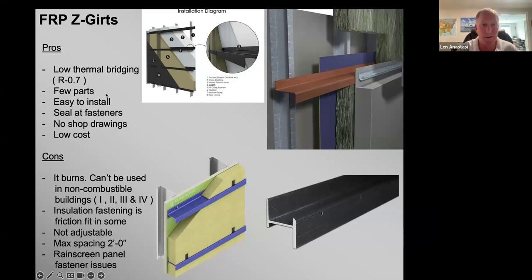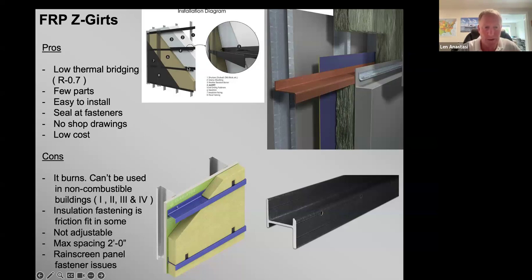So there are a few parts to these. They're easy to install. You get a seal at the fasteners at the backup wall where the fastener goes through your air and water barrier. You can see the studs, and hopefully you don't miss any. There are no shop drawings needed. The cost is fairly low. The problem is that FRP burns, so I don't think you can use it in non-combustible construction.